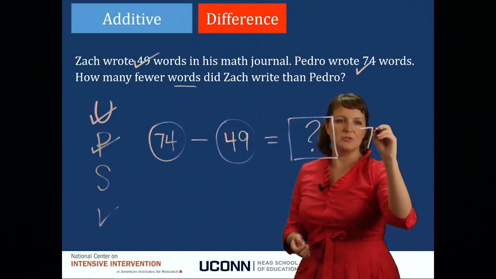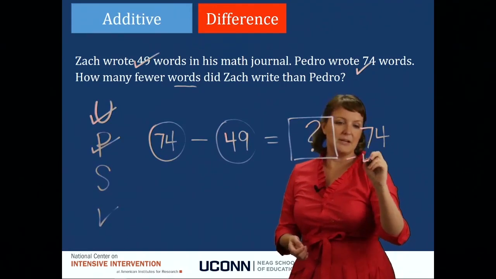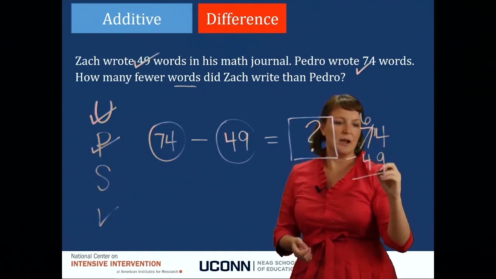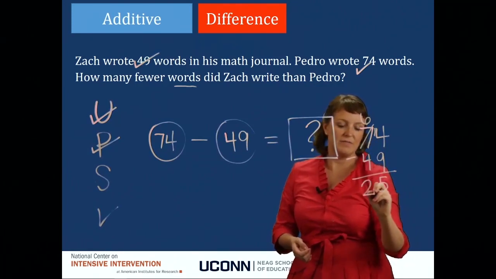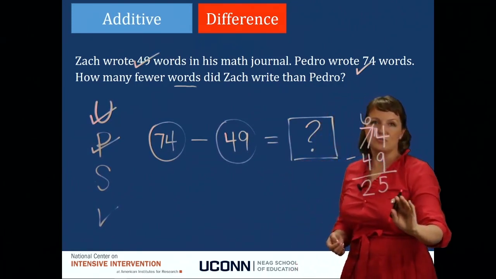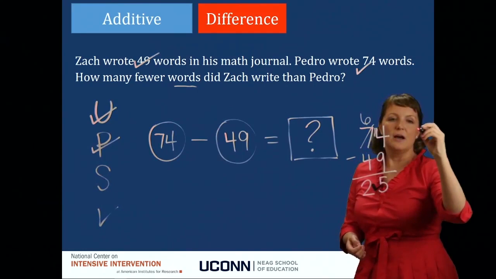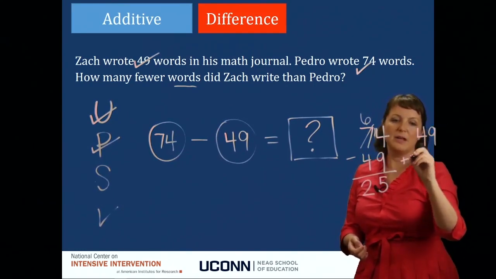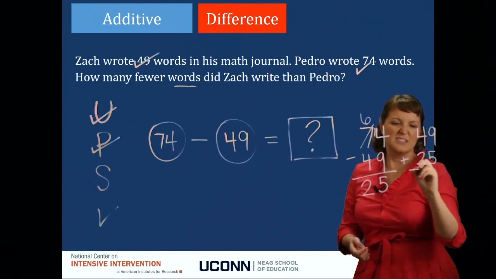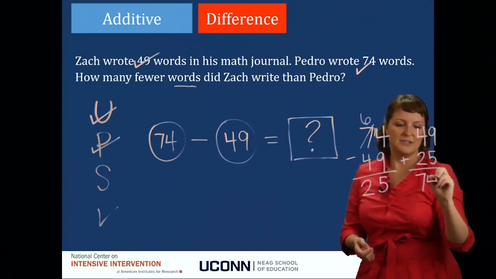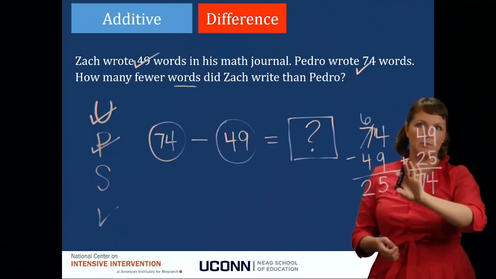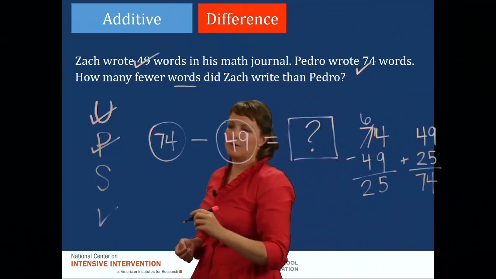So I may subtract 74 minus 49. If I do my mathematics here, I end up with an answer of 25. So some people may subtract to figure out this answer. Other people could add to figure out this answer. 49 plus 25, since I already knew the answer, is 74. So again, it's not a subtraction word problem. It's not an addition word problem. It is a difference problem.